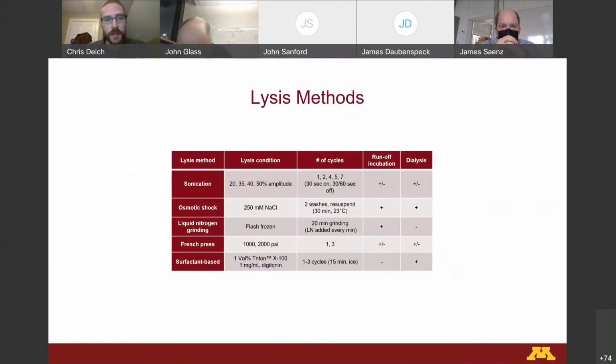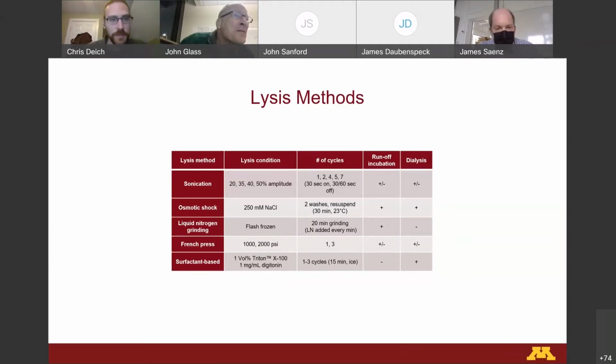This is just a little overview again of lysis methods. We used not only sonication at a number of different amplitudes and cycles, we also used osmotic shock, 250 millimolar NaCl. We tried liquid nitrogen grinding, which was basically grinding the pellet while continuously pouring on liquid nitrogen for about a 20-minute period. We used a French press, which is just using pressure, and surfactant-based methods as well.